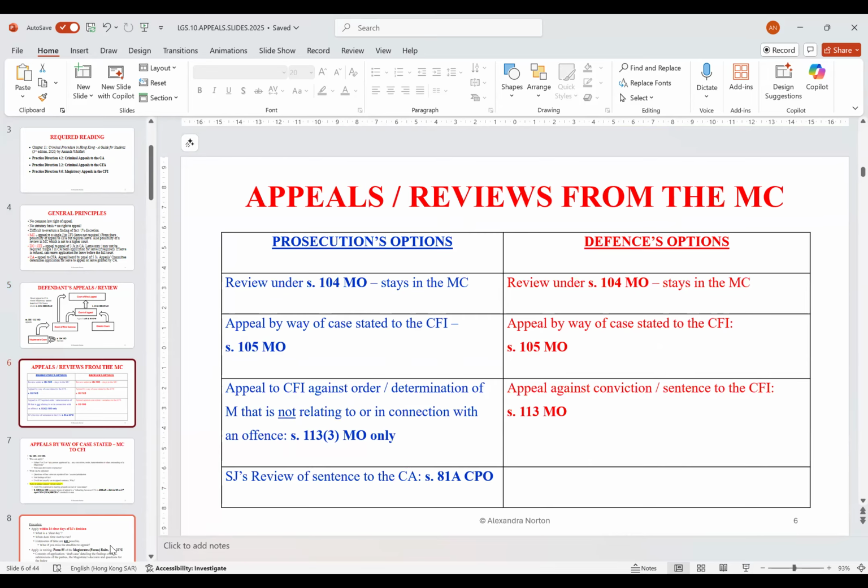So just to help you, I've summarized the different options of what the prosecution and defense can do in terms of appeal or review.